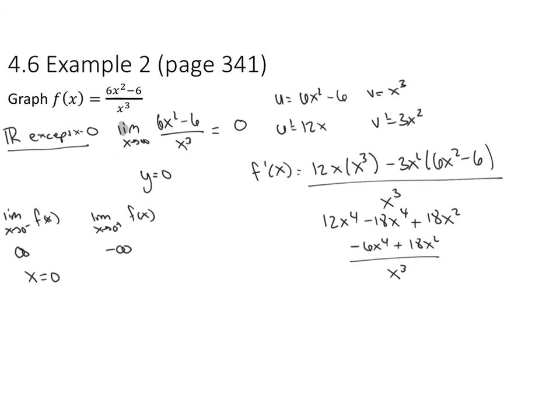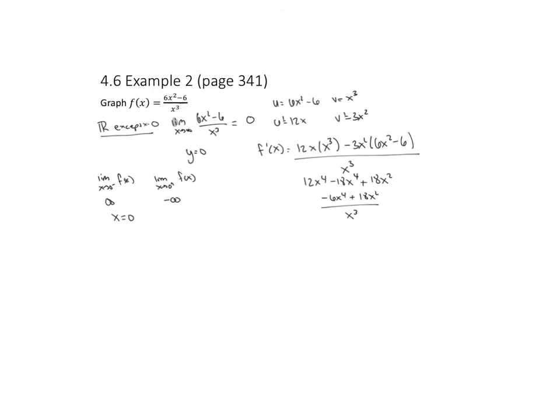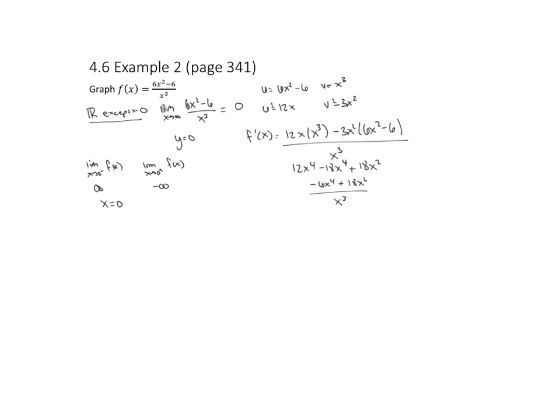Now remember, when I'm looking at my first derivative, I'm going to be worrying about when my derivative equals 0 and when it does not exist. So my numerator I'm going to set to 0, and then I'm going to set my denominator to 0.